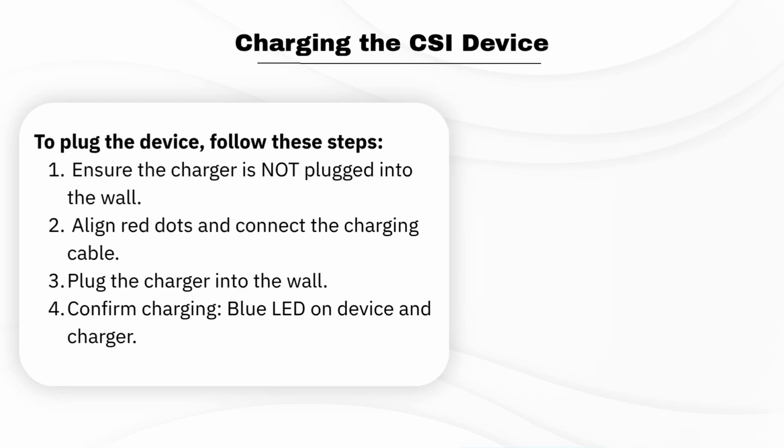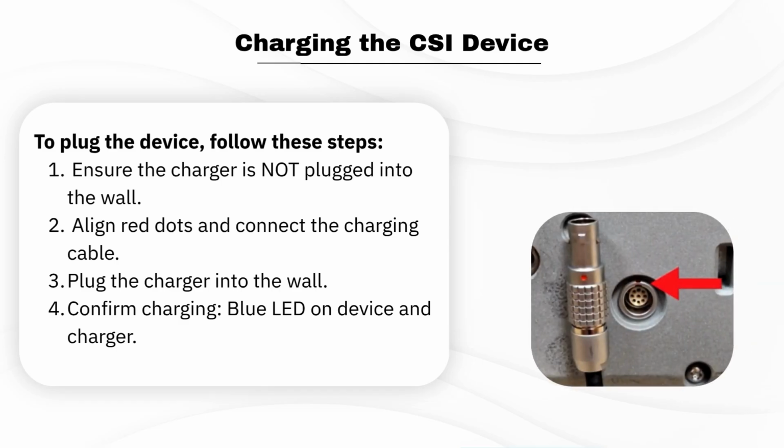Here are detailed instructions on how to properly charge your CSI device. First, make sure your device is not plugged into the wall. After that, locate the red indicator on the device. A similar red marking will be at your charger's end. Simply align both markers to properly plug in your charger. Now, you can plug the charger into the wall. A blue LED will light up to confirm the charging of your device.